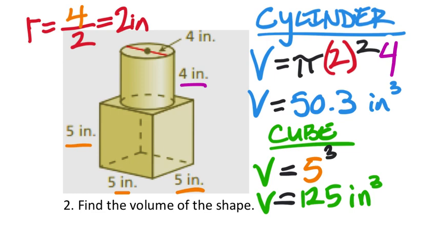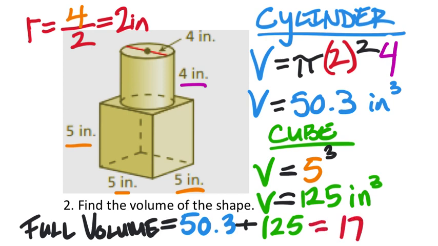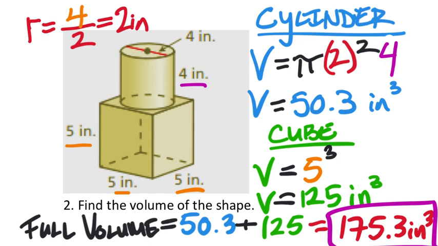Okay? Now we want the volume of the full shape. So I'll write this down as full volume. Not that you have to, but because we should know that. That means I'm going to take those two volumes. Cylinder, we'll start with 50.3. And then I would be adding the volume of the cube, 125. You can put that in a calculator if you need to. Still going to be 175.3 cubic inches. That'd be my answer.